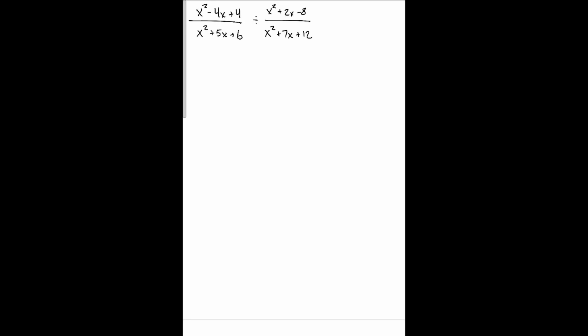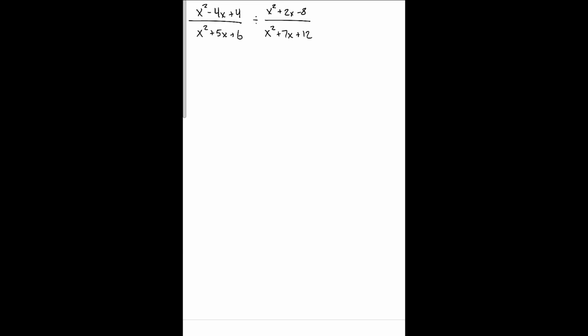Hi. So what we have here, we are going to divide two rational expressions. So the first part is x squared minus 4x plus 4 over x squared plus 5x plus 6 divided by x squared plus 2x minus 8 over x squared plus 7x plus 12.